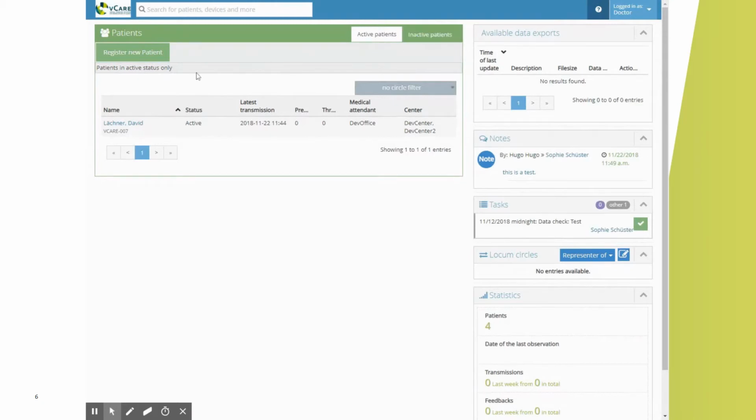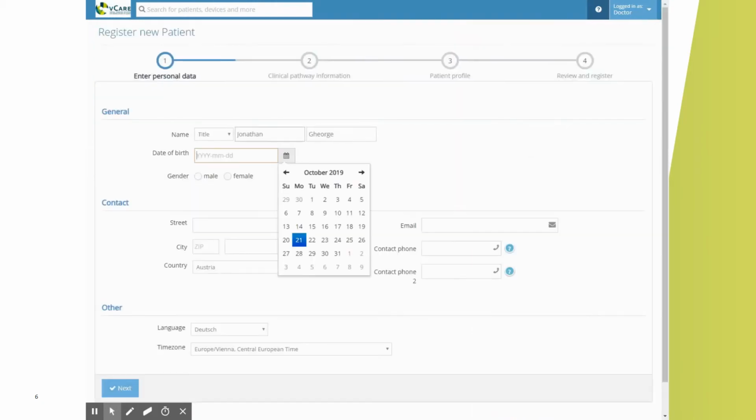Dr. S chooses to set up a new patient profile. First, Dr. S provides some personal information on the patient, including name, date of birth and gender.